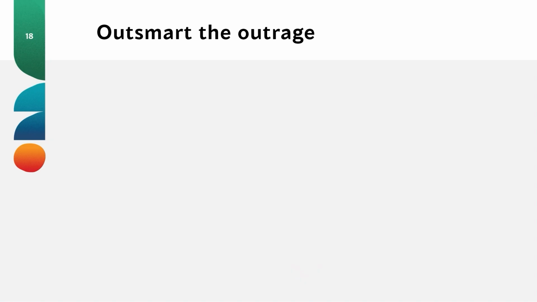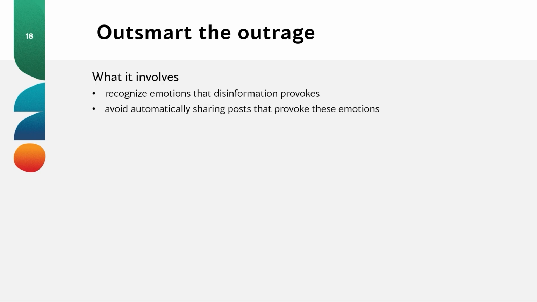The third strategy in our STOP tool is Outsmart the outrage. Outsmarting the outrage helps us to recognize feelings that misinformation provokes. It allows us to avoid automatically sharing misinformation that provokes these feelings. To outsmart the outrage, we can pause to answer the questions, do I have strong feelings about this? And are those feelings based in facts?